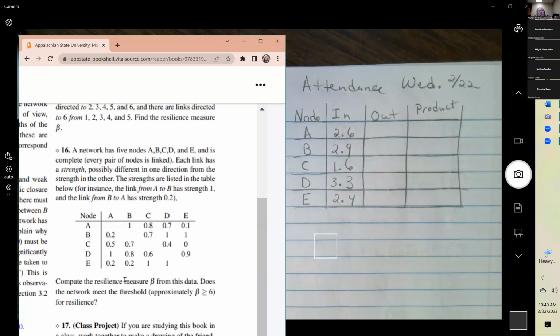Wait, I have a question. Is it like the farther away, the smaller the number, the weaker the link is? The lower the value, the weaker the line. Oh, okay. So like A to B is strong, but B to A is a weaker link. Oh, okay.